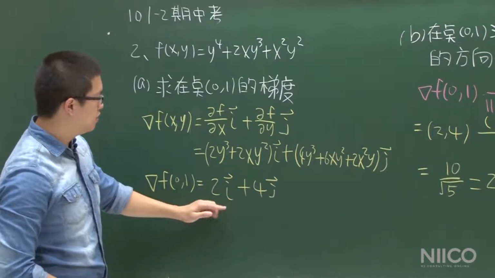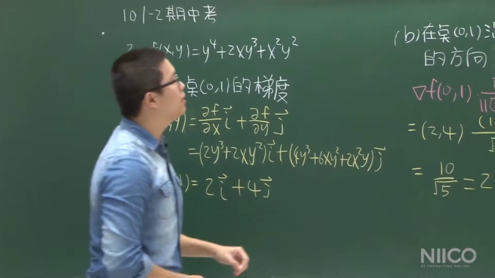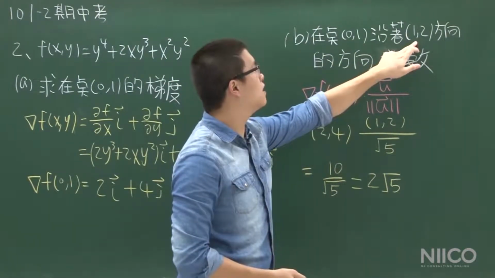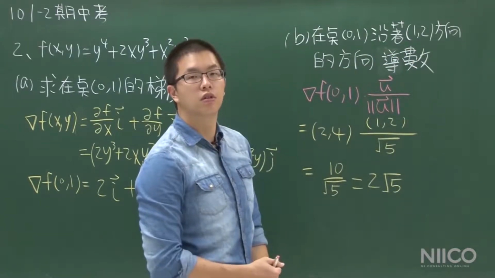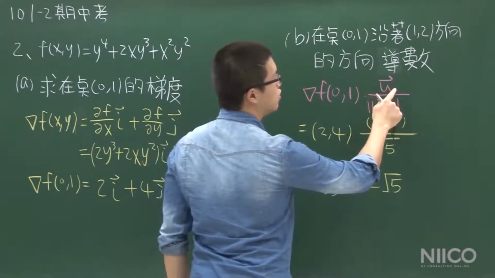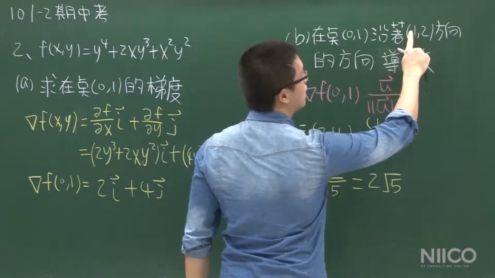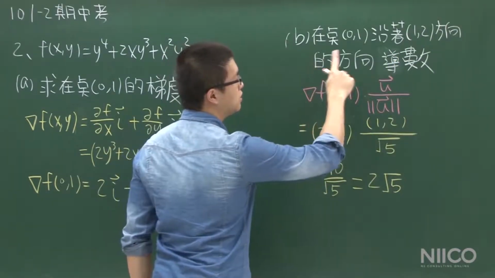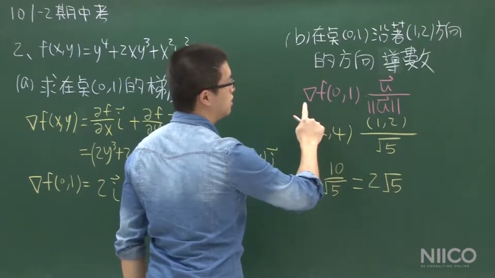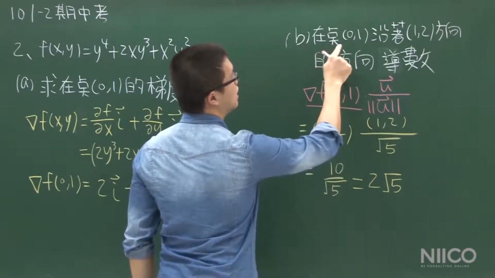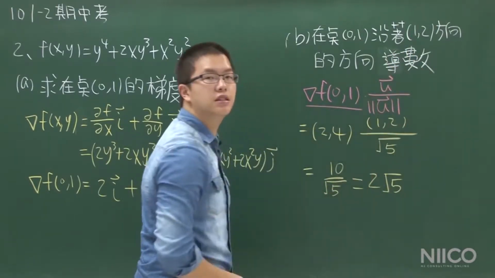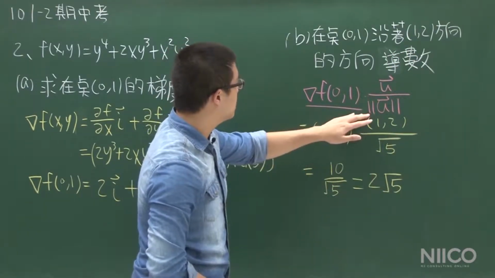And then in the second subproblem, we want to find out the directional derivative at the point 0 and 1. And this derivative is along the direction of 1 and 2. So this one should be quite straightforward. It is just the gradient of f at 0 and 1 times the vector, which is along the 1 and 2 direction. So that's, well, what it is. And then we're going to divide it with the absolute value of this vector, which is 1 and 2.